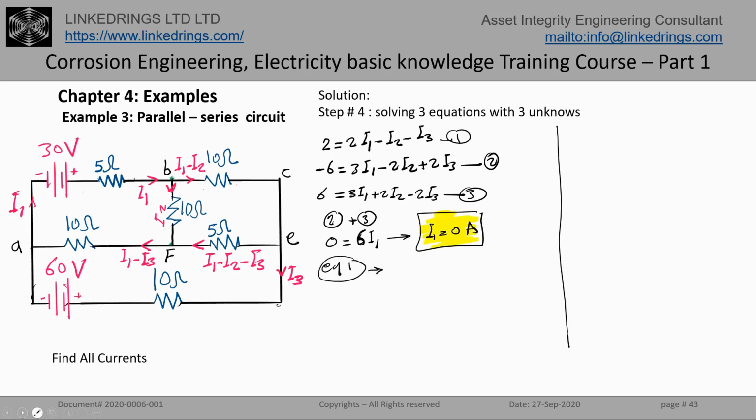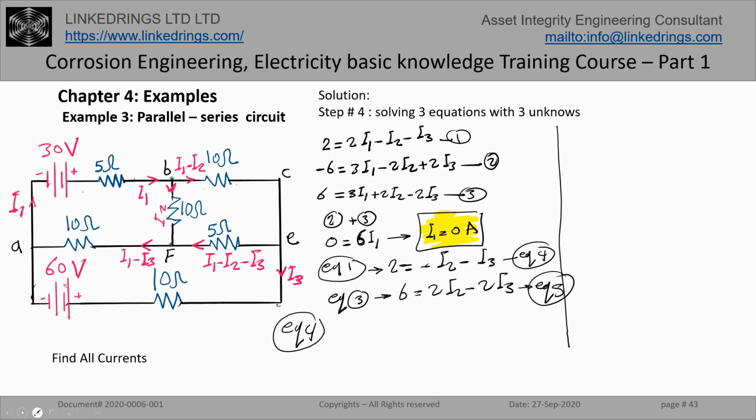Now, let's put this value in equation number 1. So that means 2 equal to, this becomes 0, minus I2 minus I3. I will call this one equation 4. Let's put the value of I1 in equation number 3. So it will give me a new equation: 6 equal to, so this becomes 0, 2I2 minus 2I3. I will call this one equation 5. Now, equations 4 and 5, if I solve them together, problem solved.